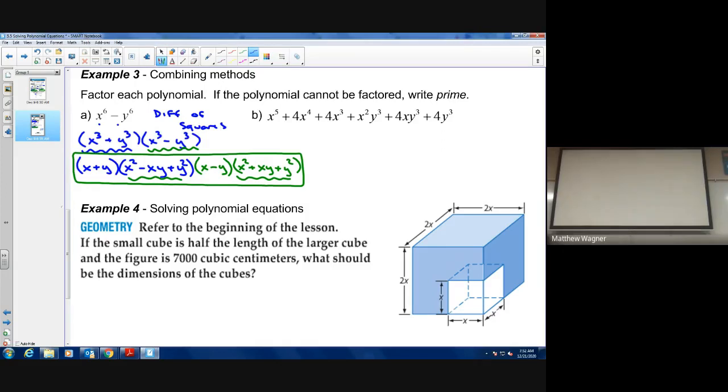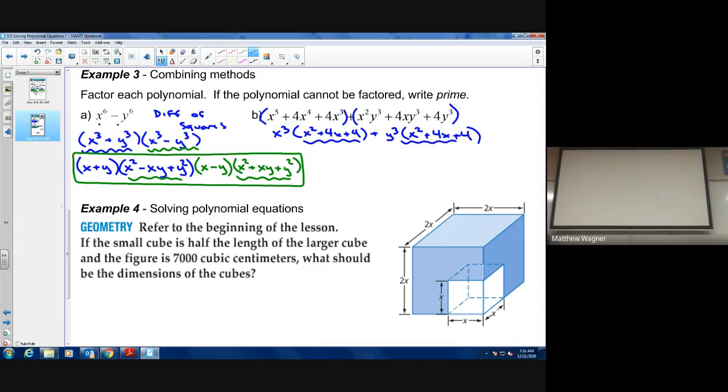All right, approaching example B here. I see 6 terms. I'm honing in on the x cubes and the y cubes, so I'm going to do 2 groups of 3. What can I take out of my first group? Well, an x cubed, and I'm left with x squared plus 4x plus 4. Looking at my second group, I can take out a y cubed, and I wind up with x squared plus 4x plus 4.